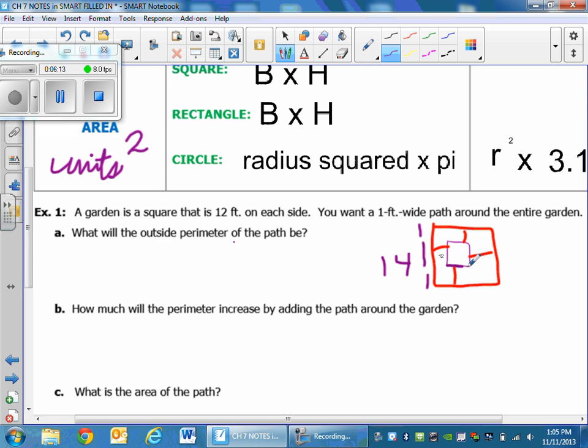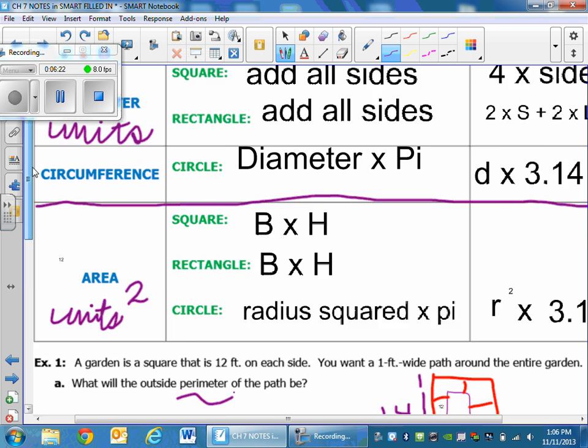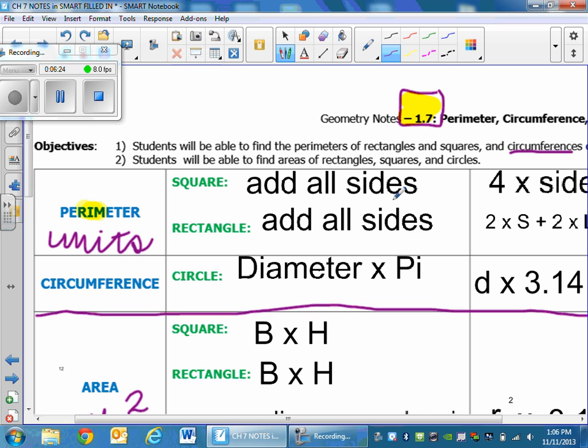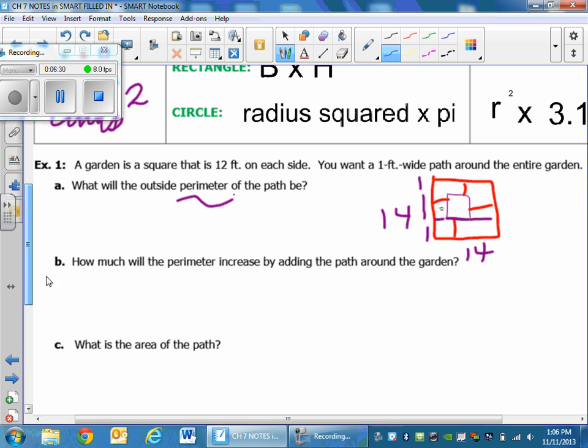Same thing here. This is 12. I'm going to go 1 foot this way and 1 foot this way. 14. So all the new sides are going to be 14, and then it wants perimeter. And if we look up on our paper, we can do perimeter of a square, since they're all 14, just 4 times 14, or you can do 14 plus 14 plus 14 plus 14. So make sure you do that, and then put your answer in feet.